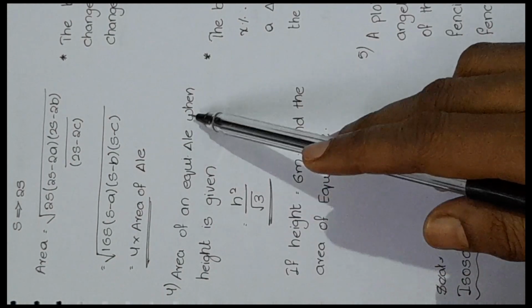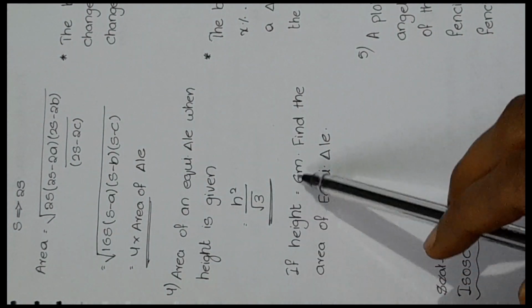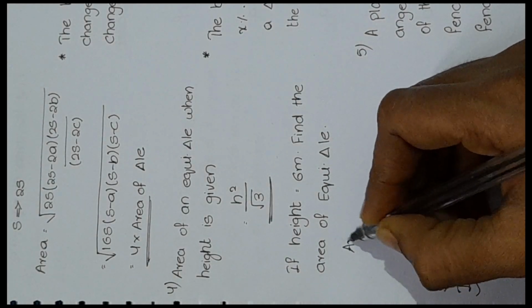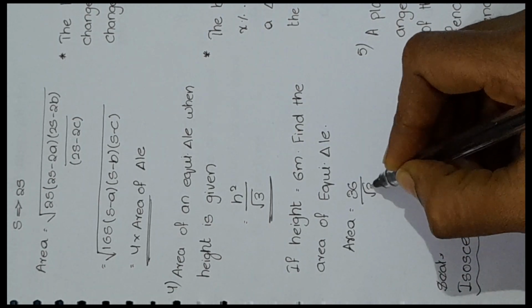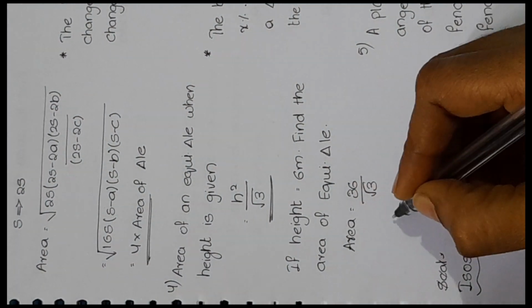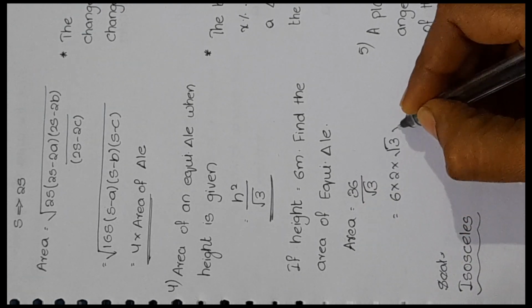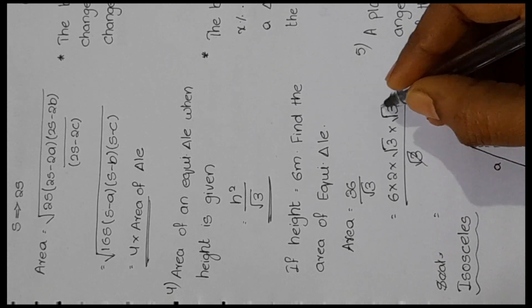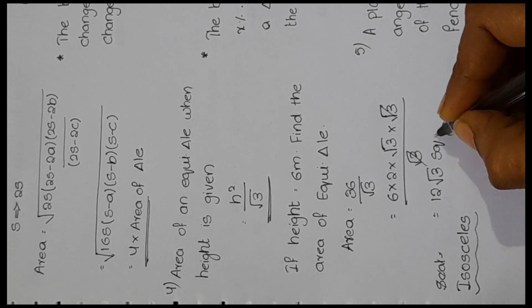Area of an equilateral triangle when the height is given: the formula is h square by root 3. If height is equal to 6 meters, find the area of the equilateral triangle. Area is equal to h square, 36, by root 3. 36 by root 3 can be written as 6 into 2 into root 3 into root 3 by root 3. Root 3 and root 3 get cancelled. This can be written as 12 root 3 square meters.